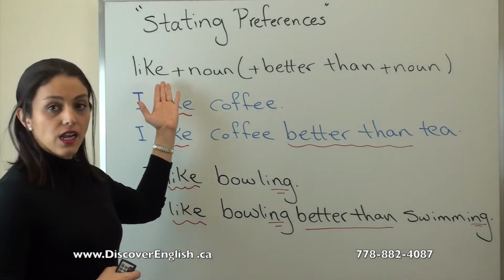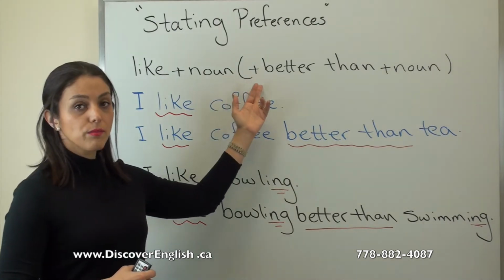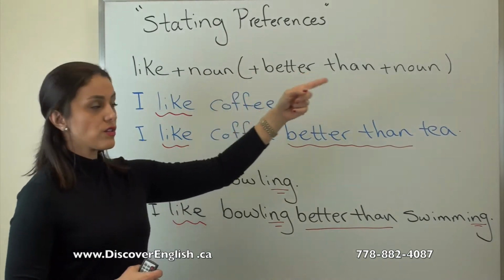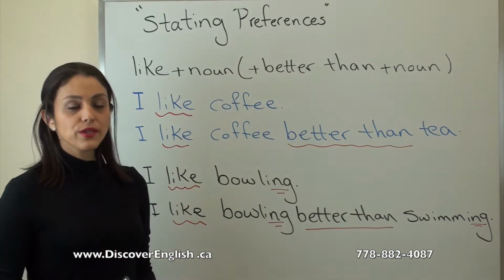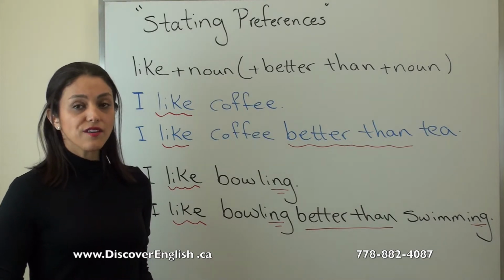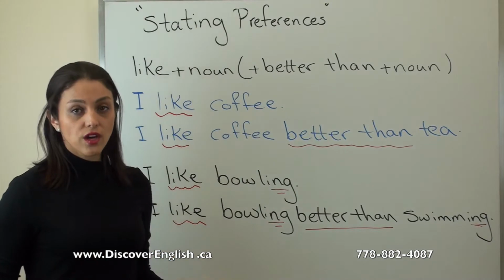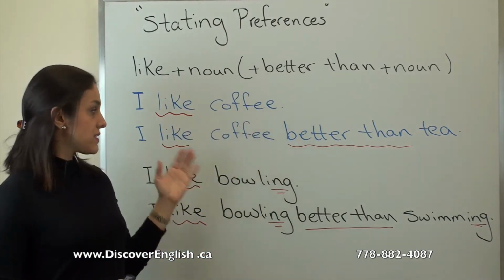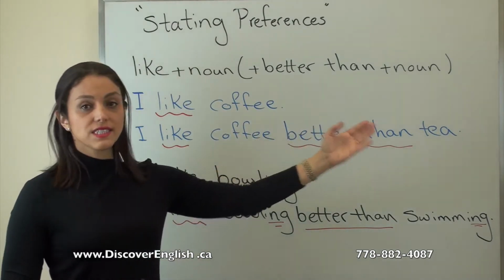So you can say like plus noun, plus better than plus noun. This is optional. This is another way of saying that. For example, you can say, I like coffee. Okay, so it means you prefer coffee.